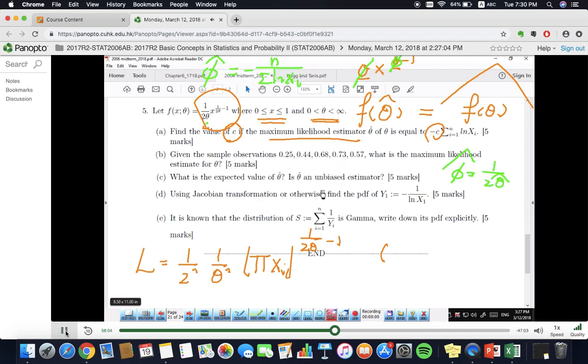Okay, in this way, what we got? That means we have theta hat is equal to 1 over 2 times 1 over phi hat. So in other words, you already got your answers: minus 1 over 2n sum of log xi. So C is just 1 over 2n.